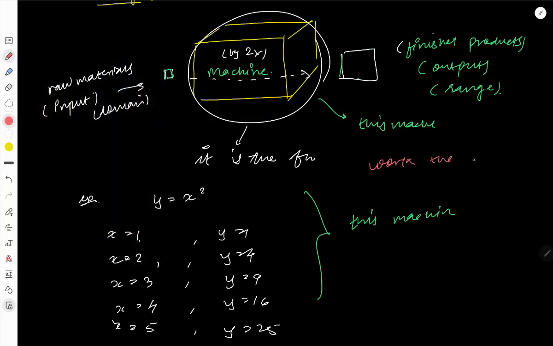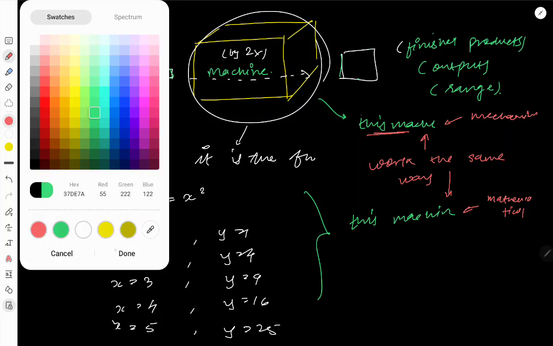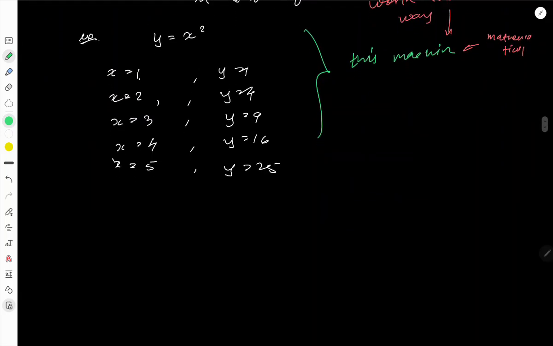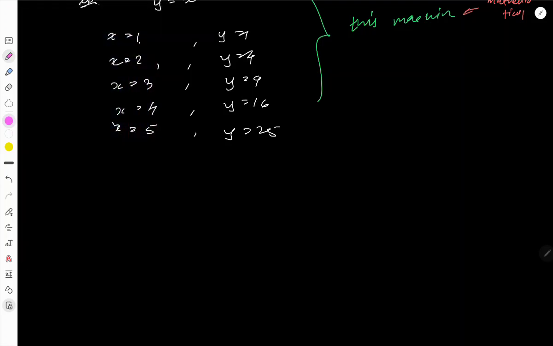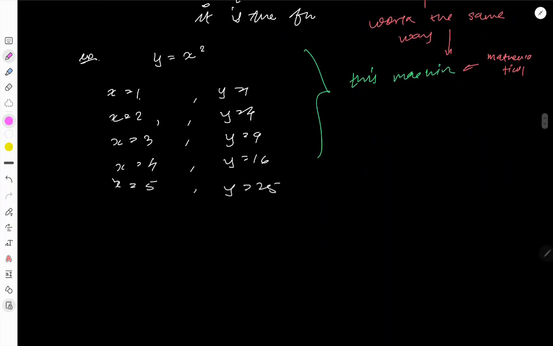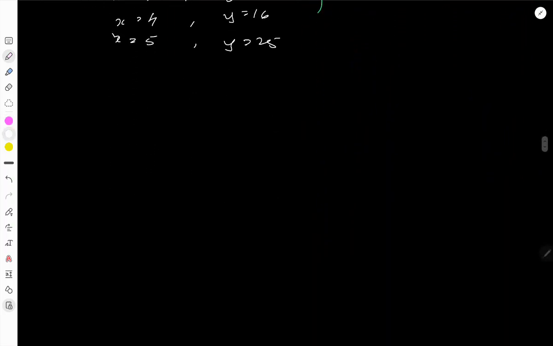They work the same way. But this one, the above one, is mechanical, and this one is mathematical. So this is just an example to understand how we can do. So now that we have understood what a domain and range is, let us understand another term, that is codomain.